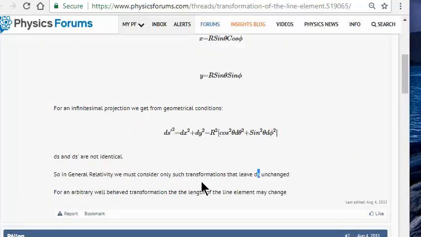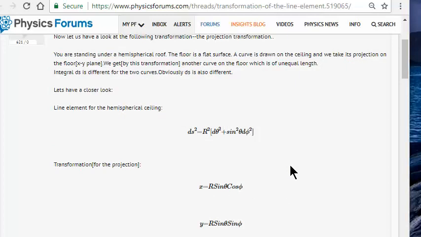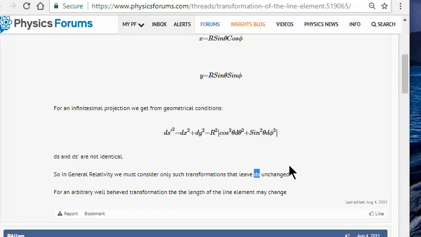In general relativity, we must consider only such transformations that leave dx, dy, dz unchanged. ds can change. It changes in, for instance, the Schwarzschild metric. But we must consider such transformations that don't project down from a spherical surface to a flat plane. All right.